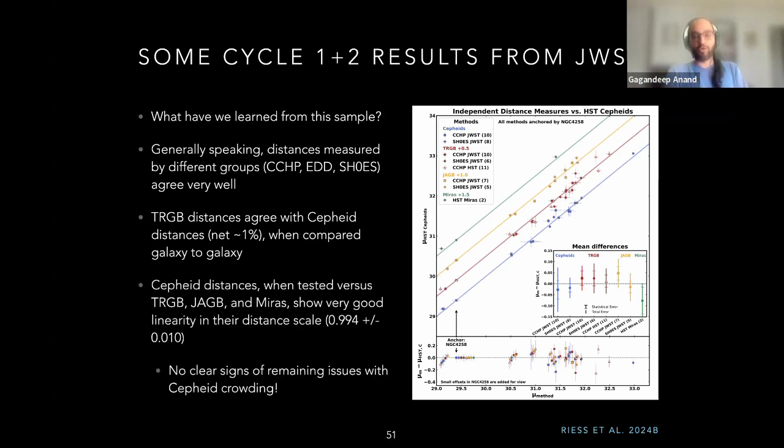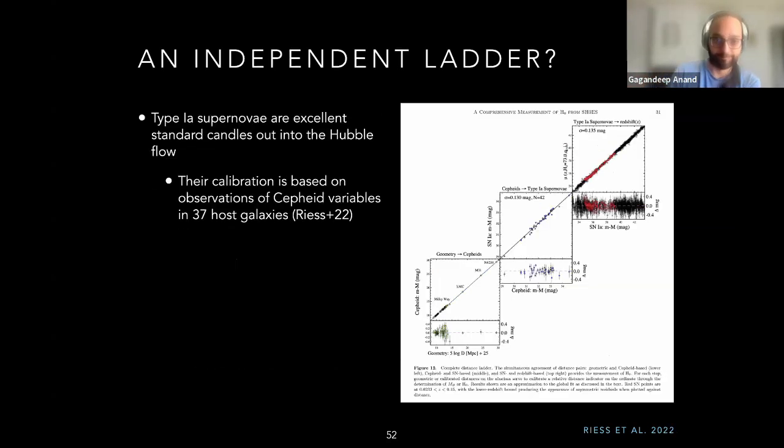And so when you do this big test of the Cepheid distances measured with Hubble and you compare them against TRGB, JAGB, Miras, they show very good linearity in their distance scale. And what that's telling us is that the Cepheid distances are really good close by, but they're also really good at the far end of where we're measuring the distances. They're very linear, and there's no clear signs of remaining issues with the crowding issue that, for instance, Louise spoke about in her talk with Cepheids. And so I think this is a really key result in that for now, the distances agree really well.